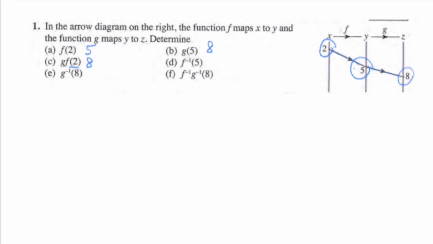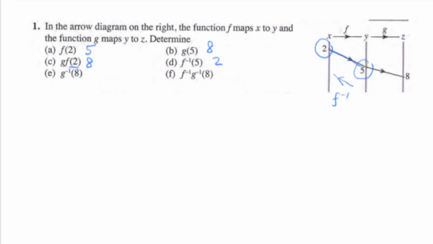Part D, you have f inverse 5. f inverse 5 means we start with 5, we go backwards. Now remember, f(x) will map x onto y. f inverse maps y onto x. So we're just going in the opposite direction. We start from 5, we move back to 2. Answer is just 2. Okay, next one, g inverse 8.